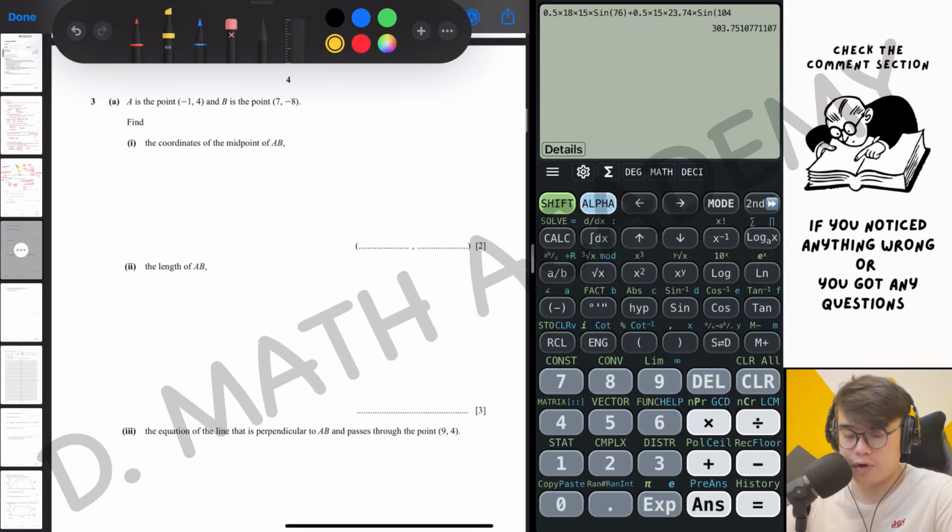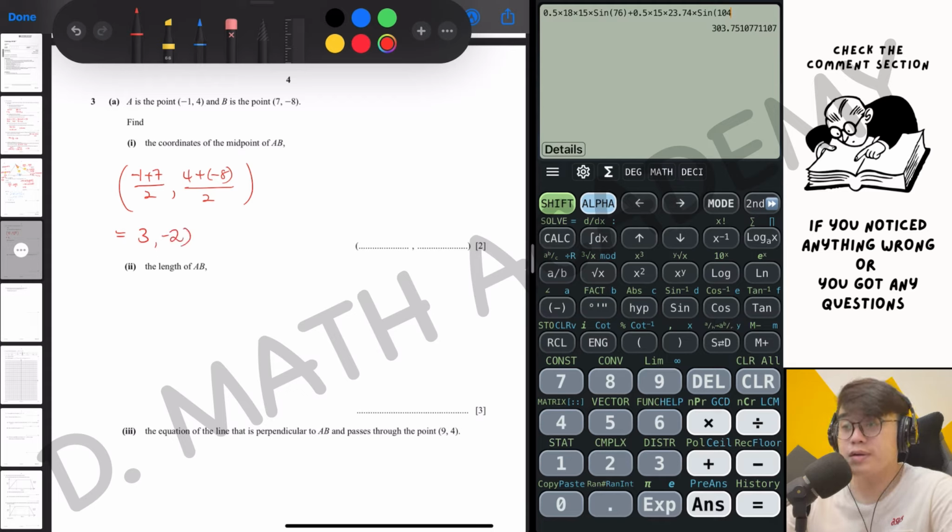Moving on, we have question 3 here, where they were asking for the midpoint of AB. So according to the formula, just put them up and divide it by 2. You should be able to get the answer without any issue. The answer should be 3 and -2 respectively.